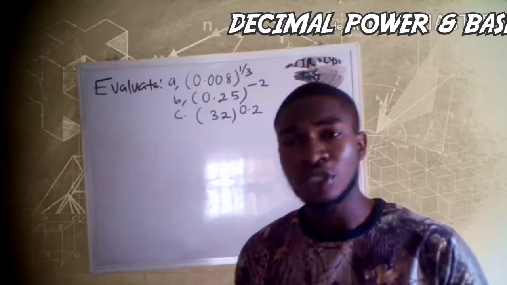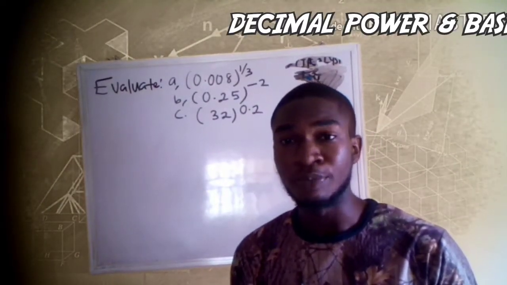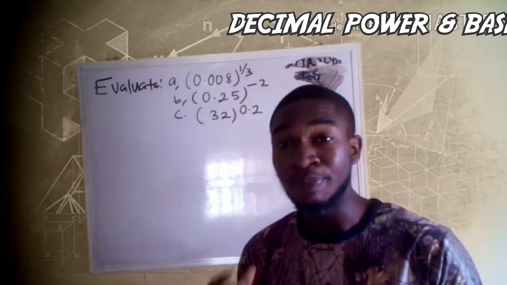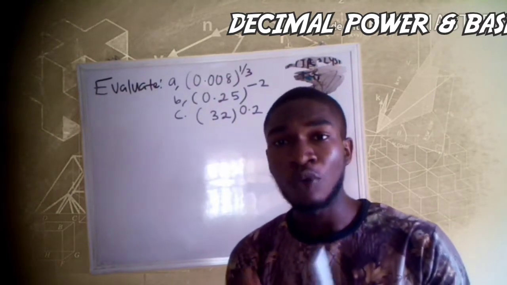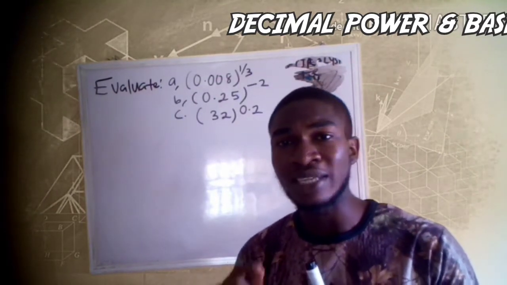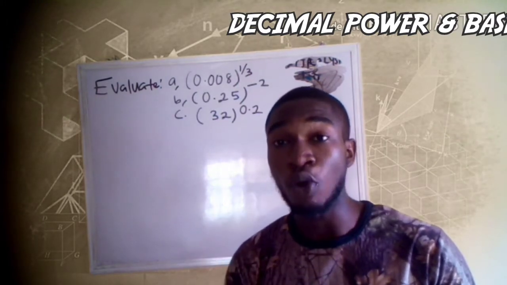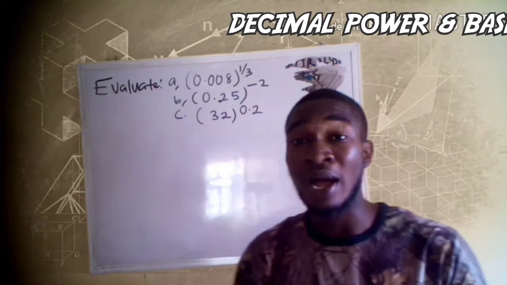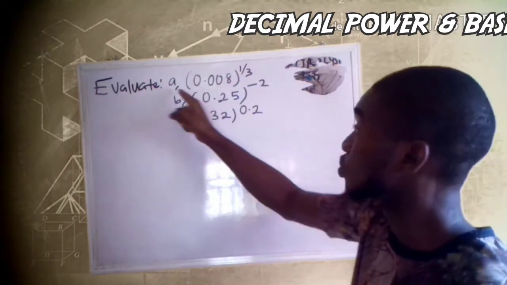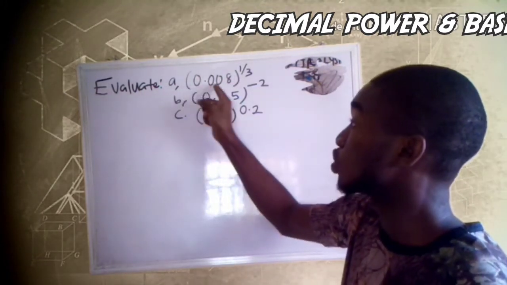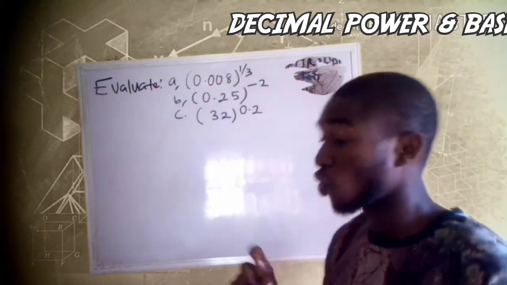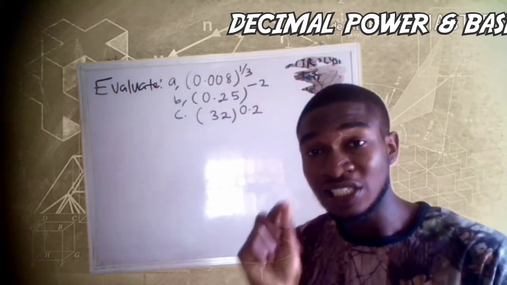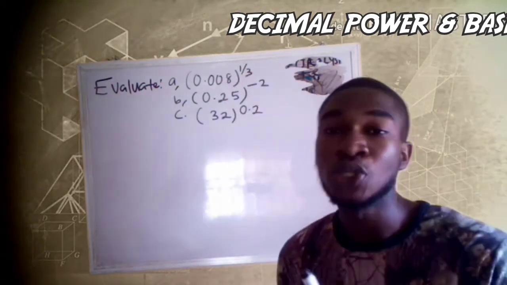All right, most times the power and the base of indices might be in decimal form. What we'll do is convert the decimal to a fraction before we start solving. So this is simply the decimal power and the base. Example 1 says we should evaluate 0.008 to the power of 1 over 3. Remember, step 1, convert the decimal to a fraction.